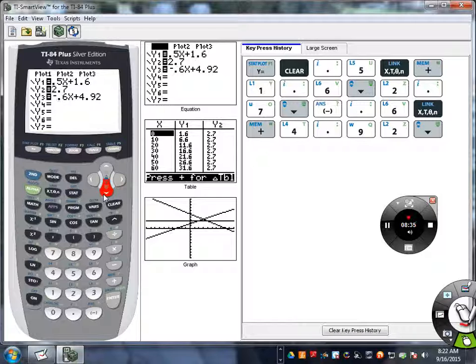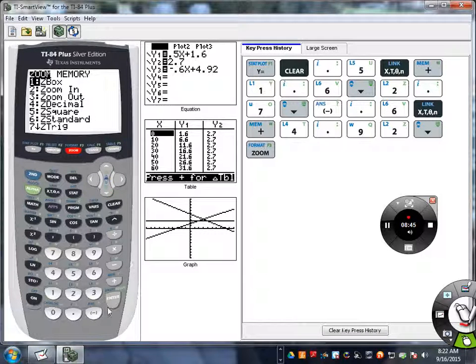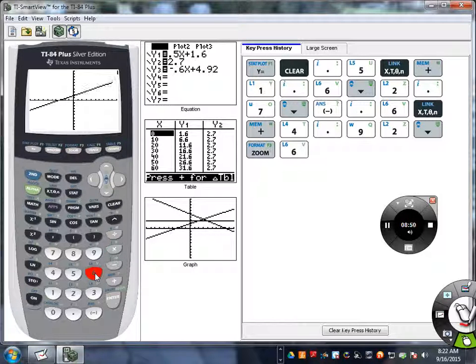The quickest way, if you weren't taught or don't remember, to get to the standard viewing window is to go to Zoom and choose choice 6, which says Z Standard. You can scroll down to 6 and press Enter, or just push 6, and then we should get our graph. Okay? So here's what we see.